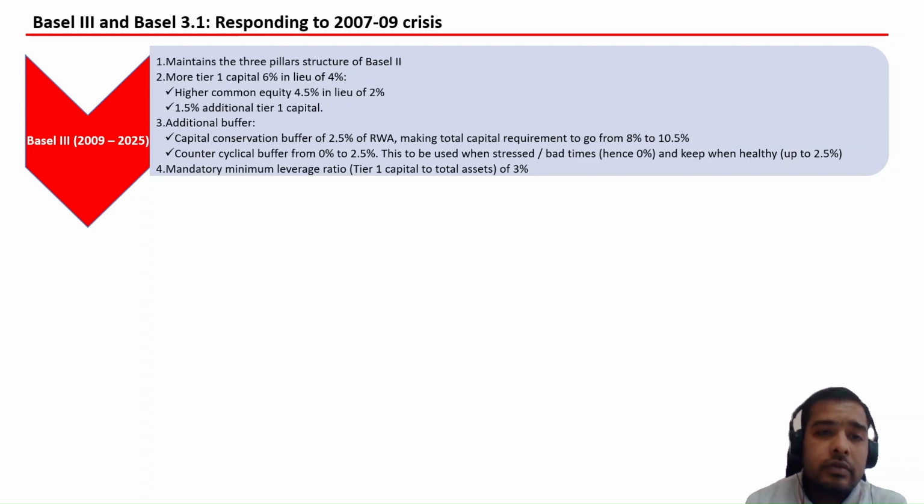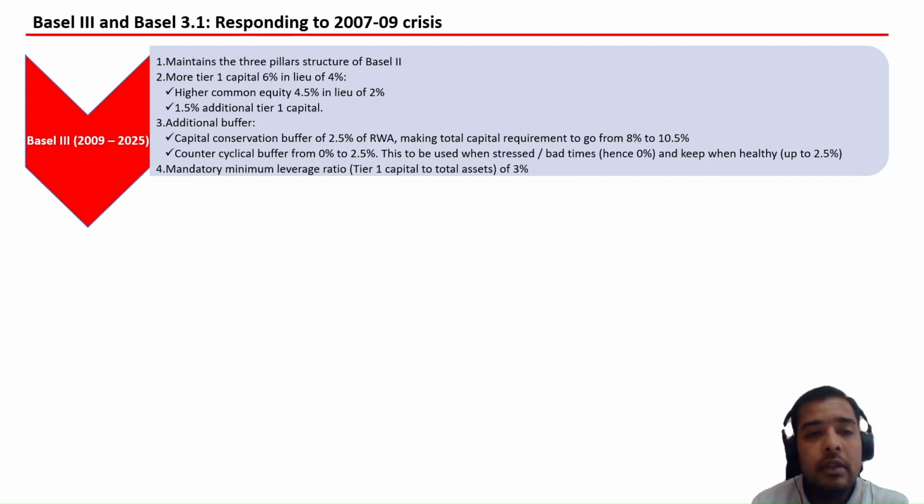In the composition of the Tier 1 structure, the Basel III guidelines recommend that banks should maintain 6% of the minimum capital requirement in the form of Tier 1 capital. Earlier it was recommended that out of the 8% minimum capital requirement, more than 50% is Tier 1 and the rest is Tier 2. But in Basel III, it was made clear that 6% should be in Tier 1 capital and the rest can be kept as Tier 2 capital.